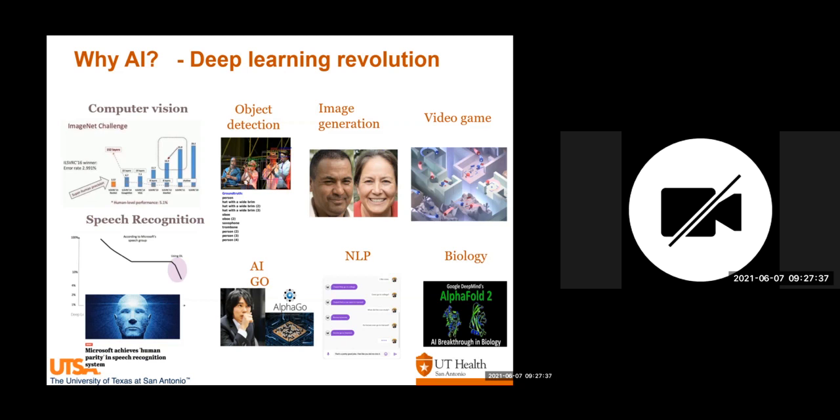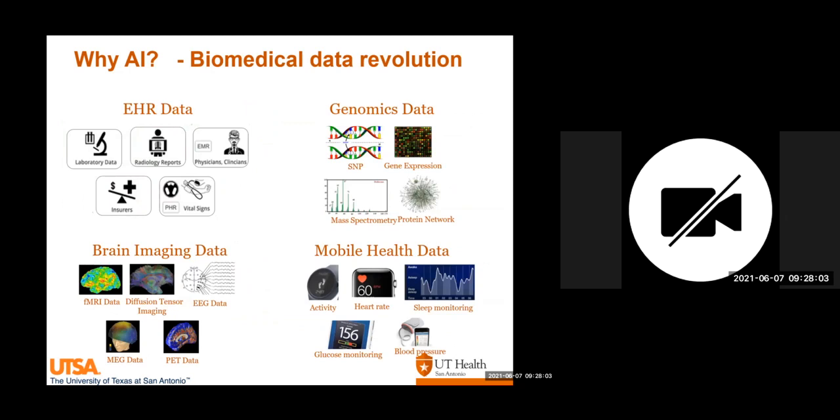You probably also heard in the news about AlphaFold. It claims that it solves this age-old biological question, using AI to predict how proteins fold. These are a few examples of AI solving big problems. So this is one of the factors why AI suddenly became so popular. And another reason is the big data revolution.